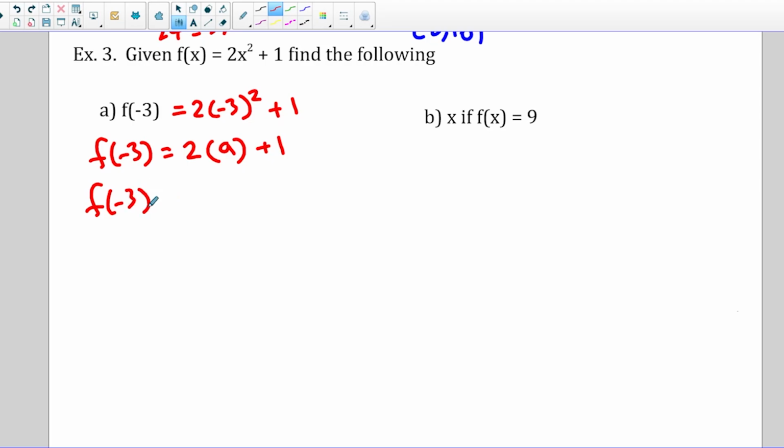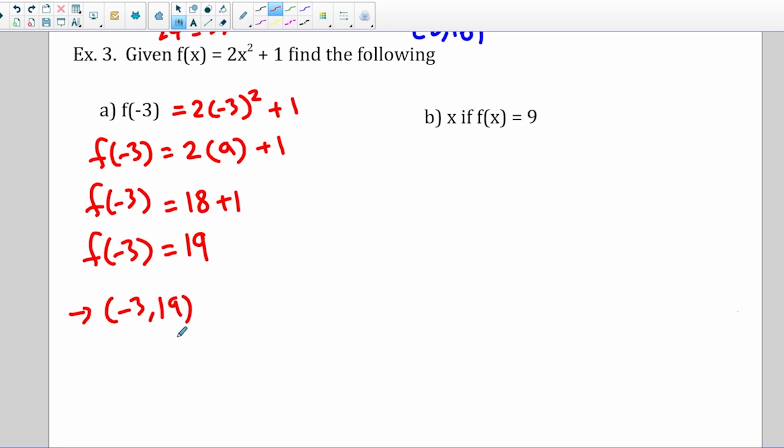And then I'm going to go ahead and simplify. 2 times 9 is 18, and 18 plus 1 is equal to 19. So this means that I have a point at -3, 19.